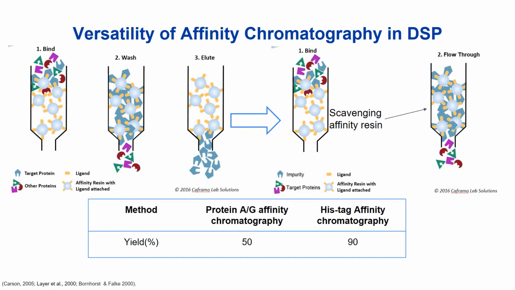Most common types used in affinity chromatography, protein A and G affinity chromatography, and histidine tagged affinity chromatography show common yield of 50% and 90% each for single step, which can be lower or higher with different operation conditions.